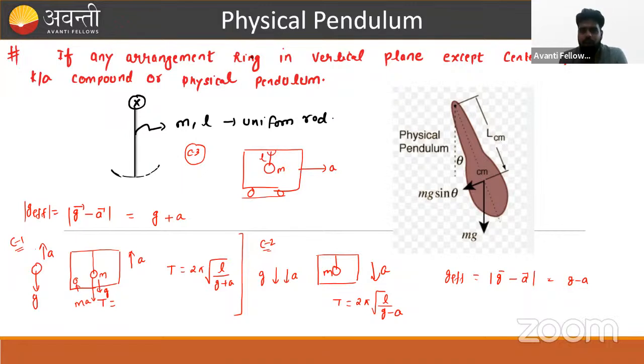Let's move ahead. What I am saying here, suppose our simple pendulum in the previous case, we already know the time period equal to 2 pi root over L by G.